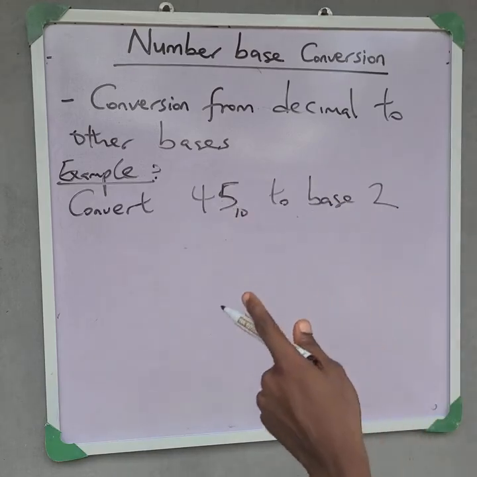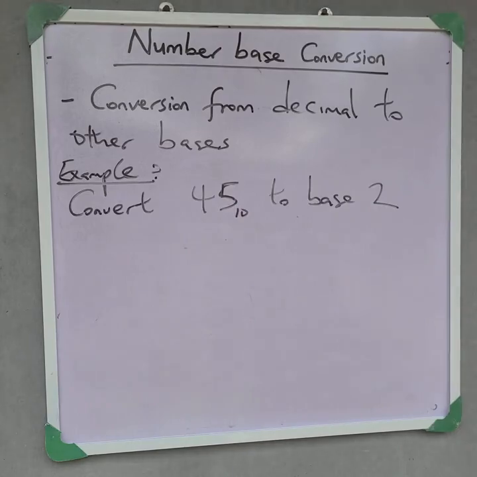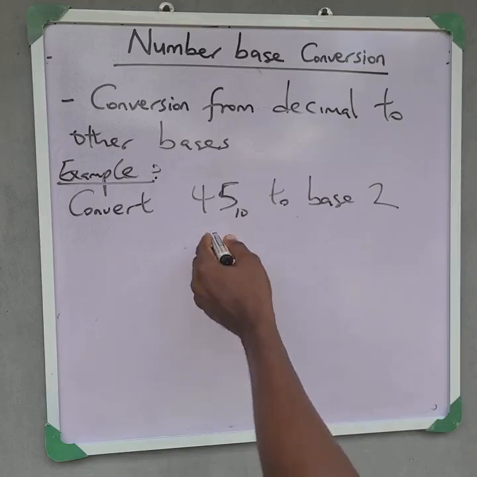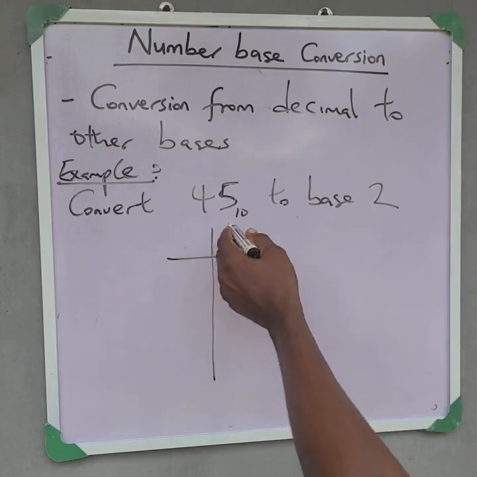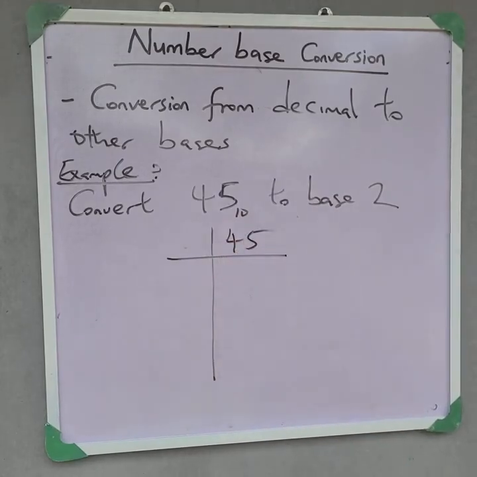In this case, they say convert 45 base 10 to base 2. What you need to do is rule your line. When you rule your line, you write the number you're asked to convert, which is 45. And since you're asked to convert it to base 2, we're going to be dividing through with 2. Any number you're asked to convert to, if it is base 3, you divide through with 3. If it is base 4, you divide through with 4. Do you understand? In this case, we're asked to convert to base 2, so we divide with 2.